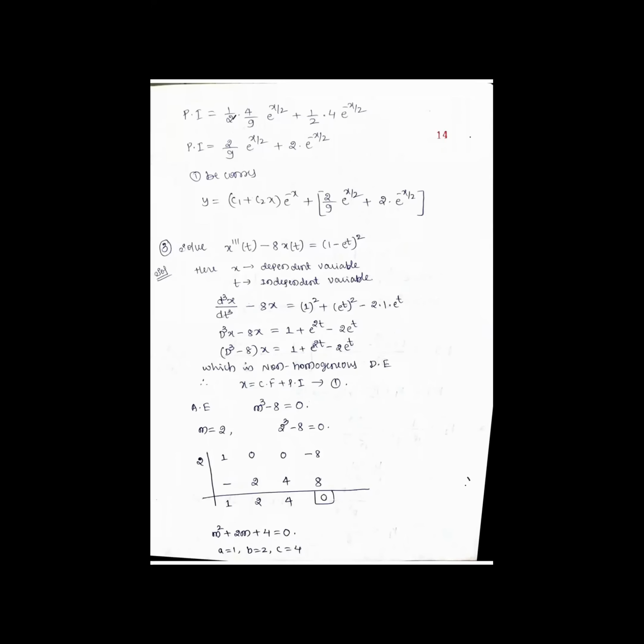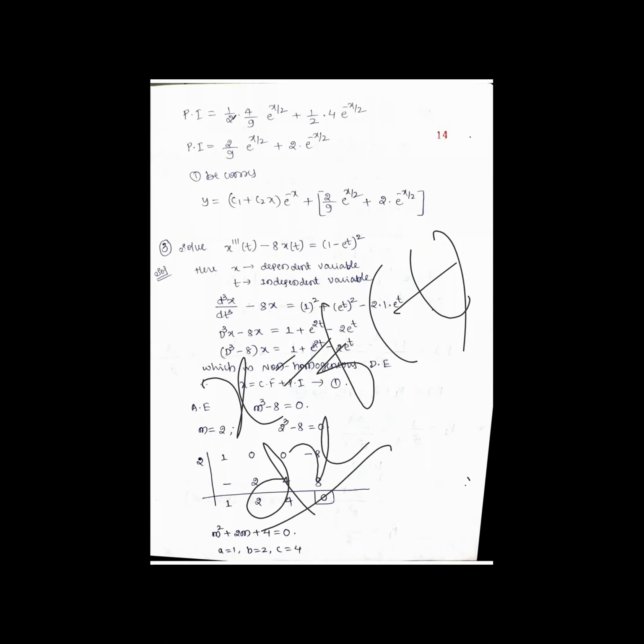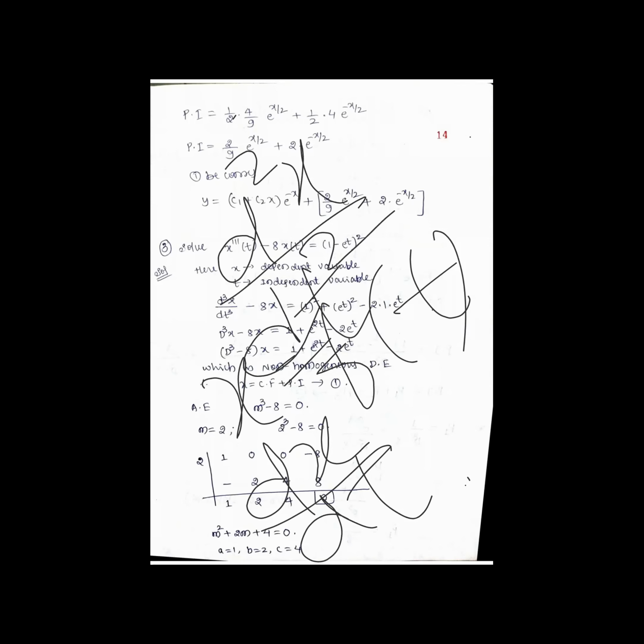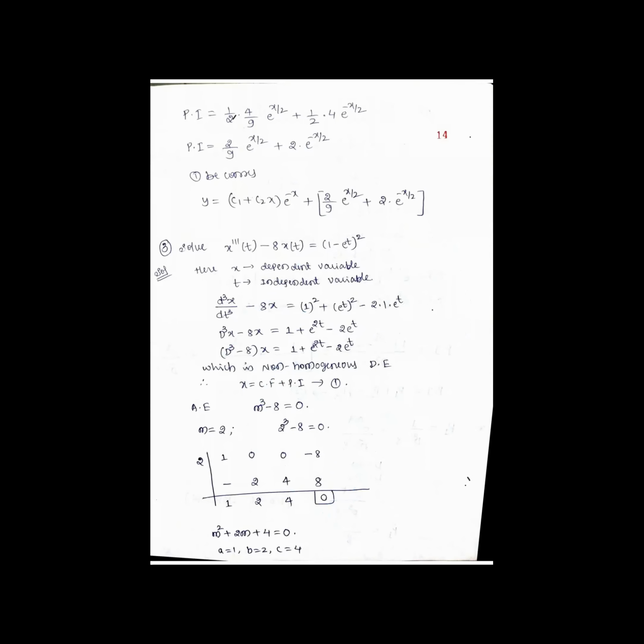So next we'll come to the third example. That is x triple dash of t minus 8x of t equals (1 minus e raised to t) the square. See here, x is a function of t. Please try to remember, we are writing x should be differentiated with respect to t, so I'm writing dx by dt or d square x by dt square. Here x is a dependent variable, t is the independent variable.